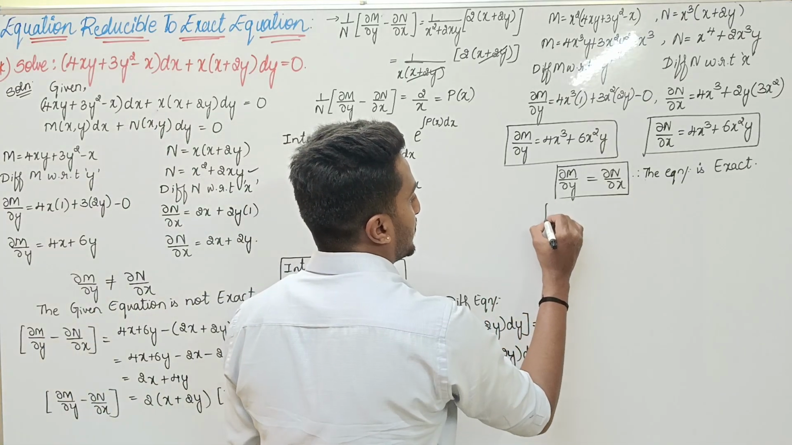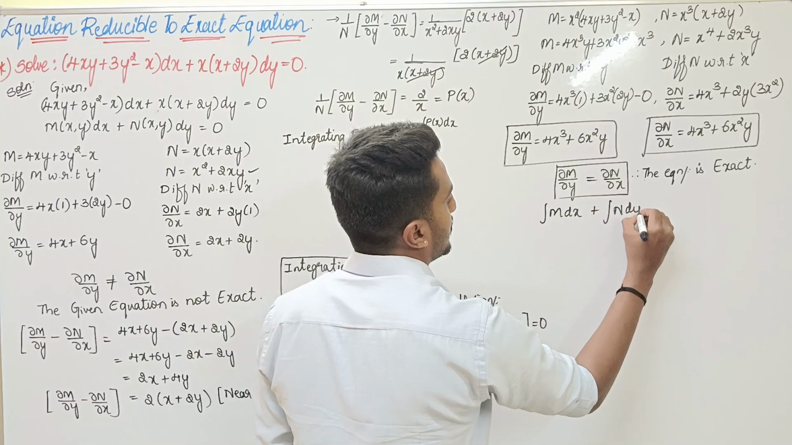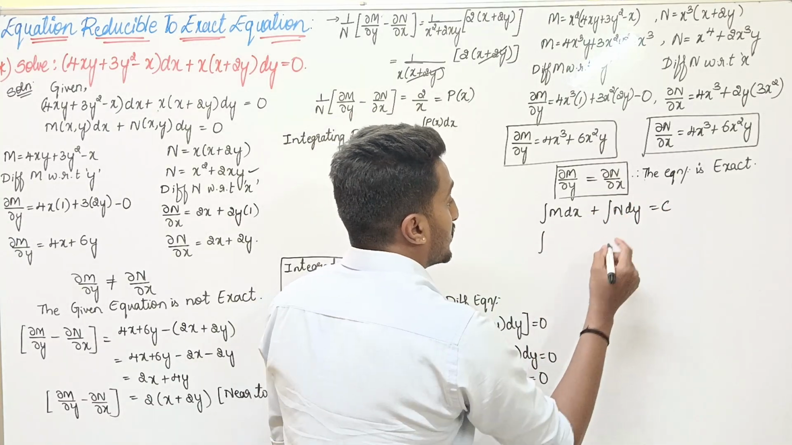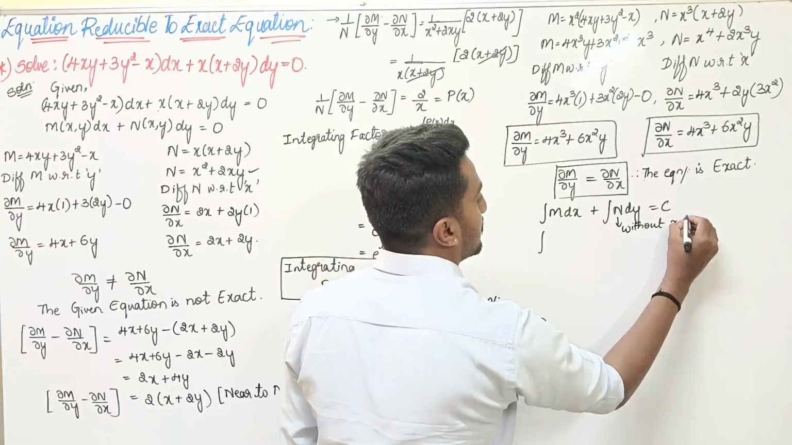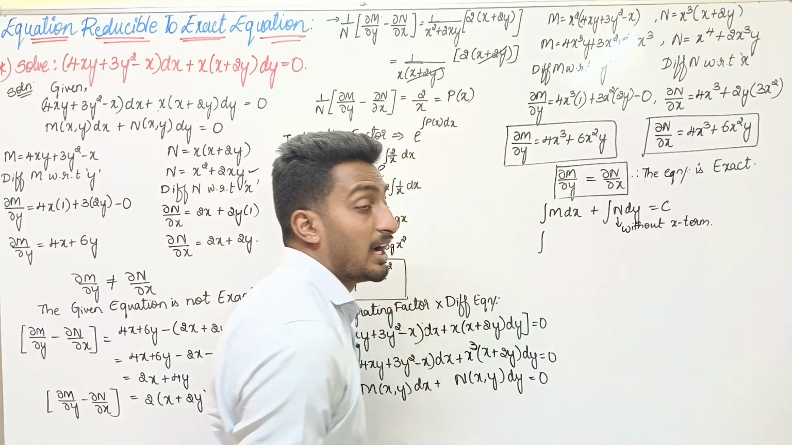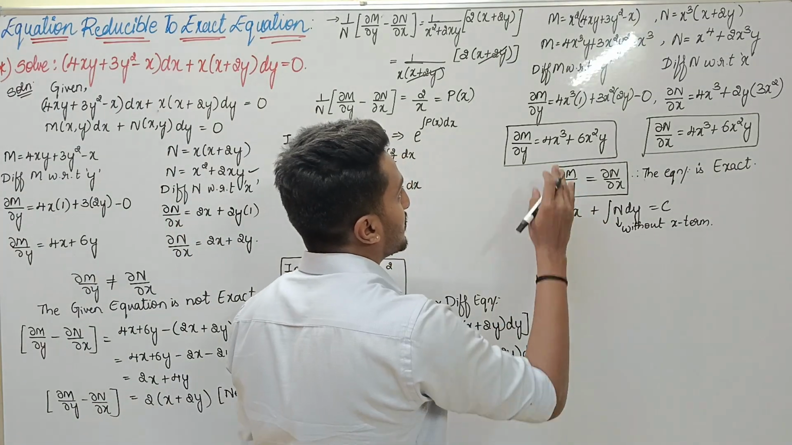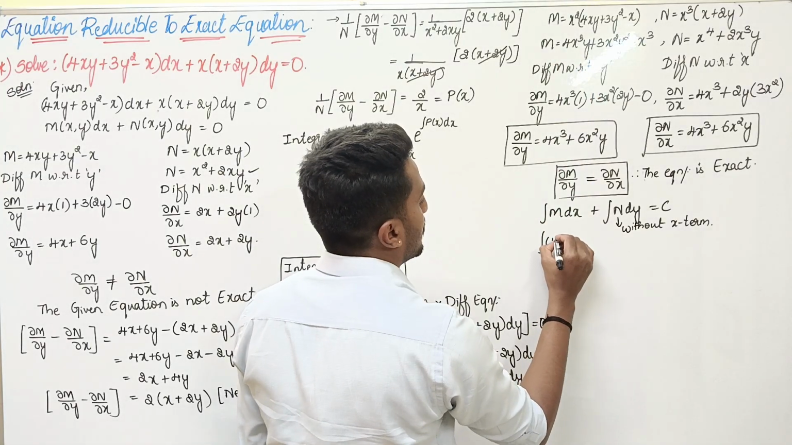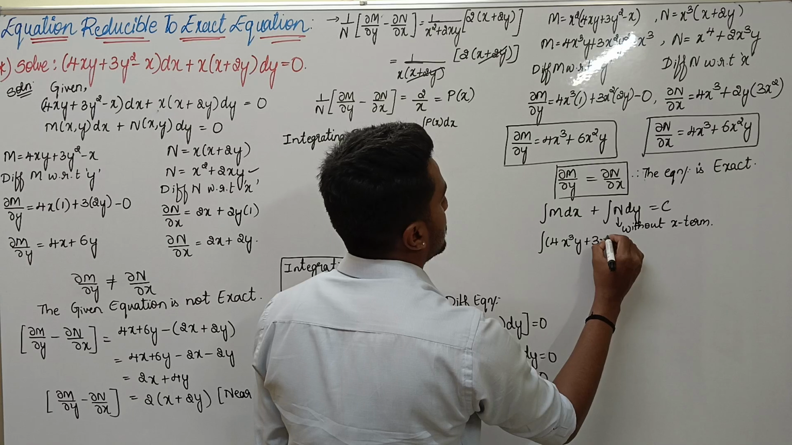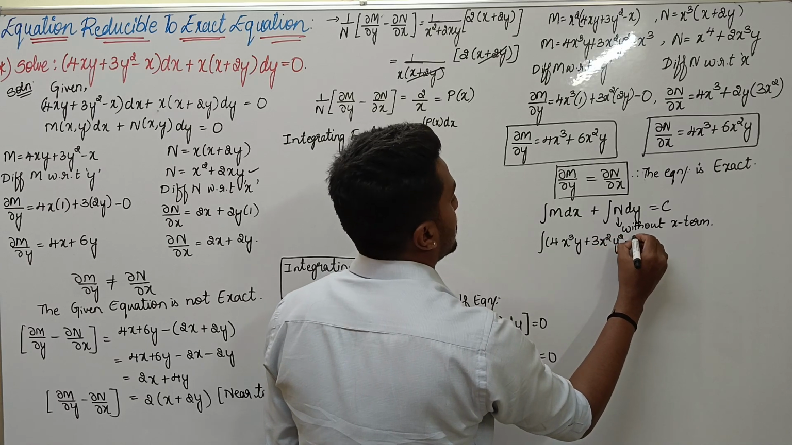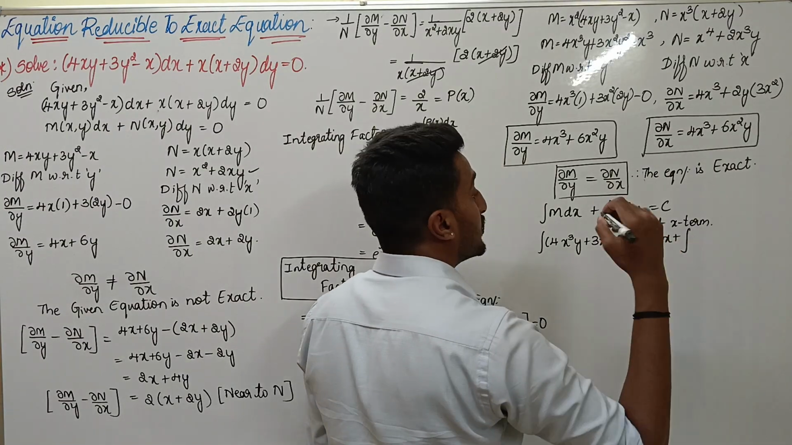So what I am going to do? Integral M dx plus integral N dy equal to c. But I need to consider N without the x term. So M will remain the same. What is M? This is our M, that is 4x cube y plus 3x square y square minus x cube, dx, plus N without x term.